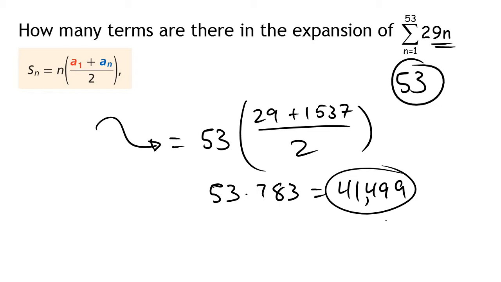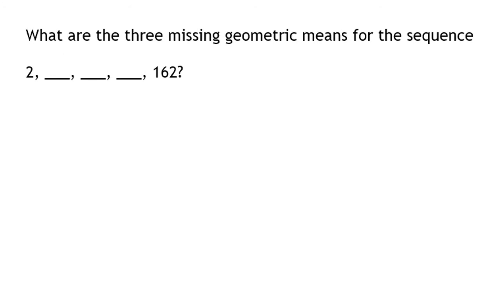That's not what this question asked. I just wanted to review that for you. What it asks is, how many terms are there, which is an important part of this question. You need to know how many terms there are before you can use this method to calculate the sum of all the terms. What are the 3 missing geometric means for this sequence?